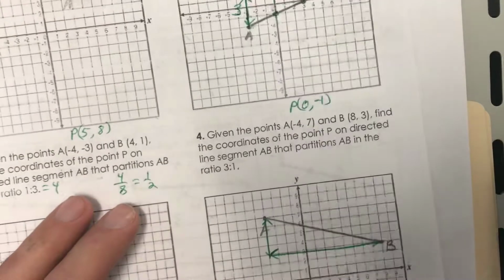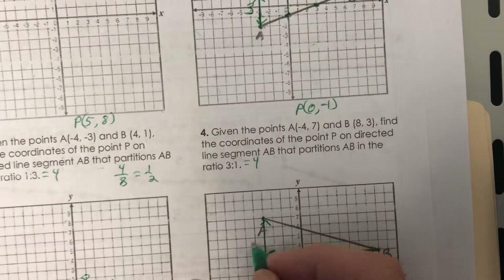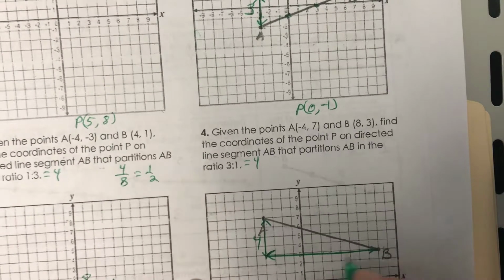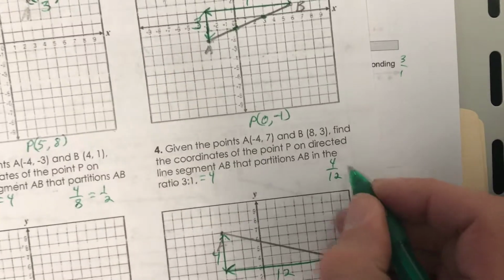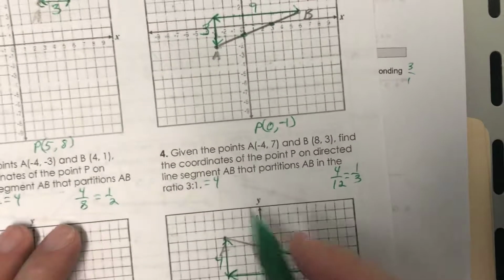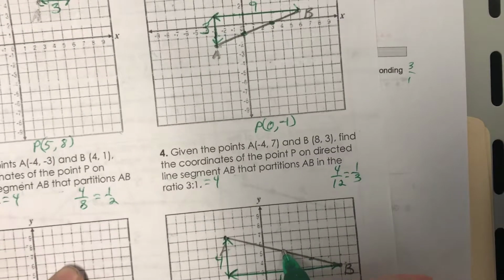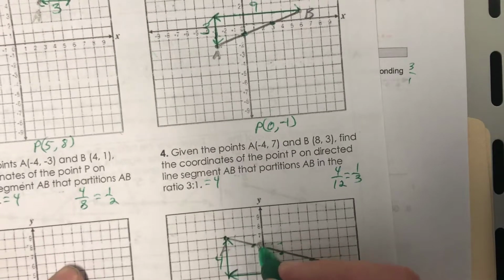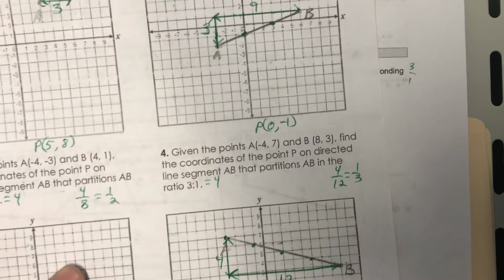Vertical distance. Okay, it's going to be 4 sections. Vertical distance is 1, 2, 3, 4. Horizontal distance is 1, 2, 3, 4, 5, 6, 7, 8, 9, 10, 11, 12. Okay, so that's 4 over 12 or 1 over 3. Okay, so we'll go rise 1, run 3, rise 1, run 3, rise 1, run 3. There. Okay, and so 3 to 1 is going to be right there. So that's going to be 0.5, 4.